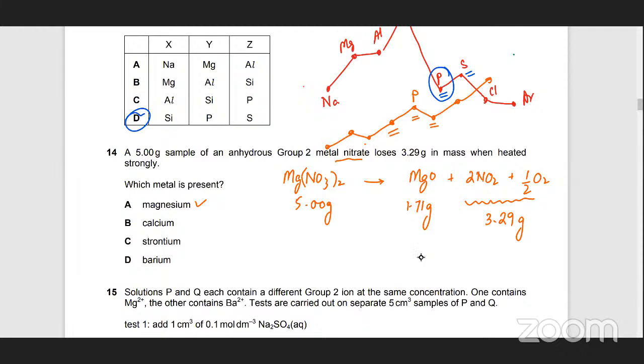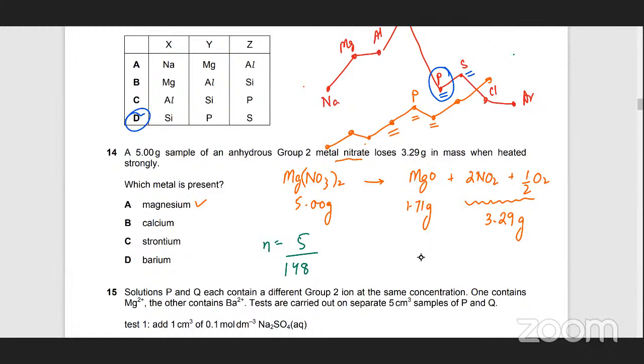I said try and figure out the moles of this thing. Can somebody tell me the moles? It's 5 divided by 148. Just one second. NO3, that's 14 plus 16 into 3, that's 62, into 2, that's 124, plus 24, that's 148.